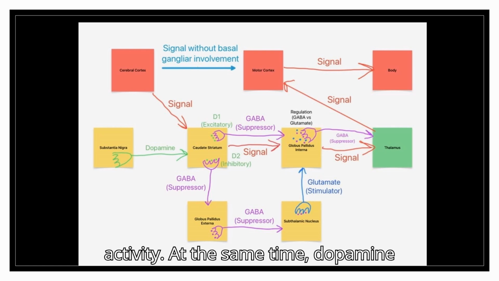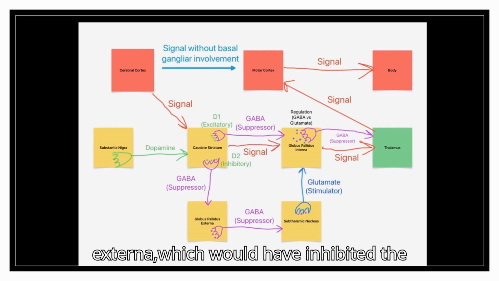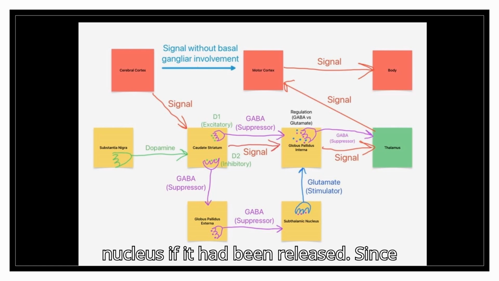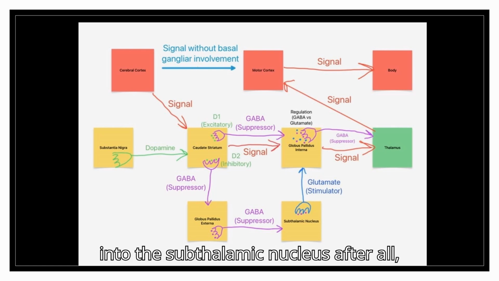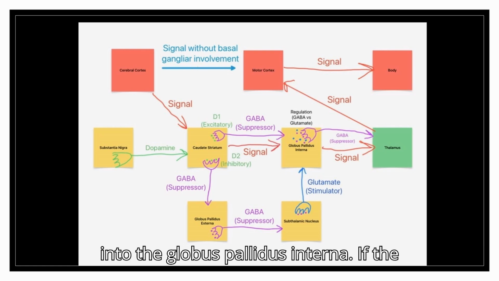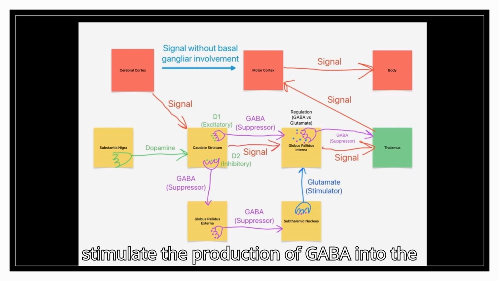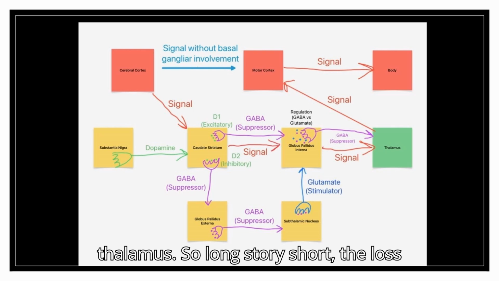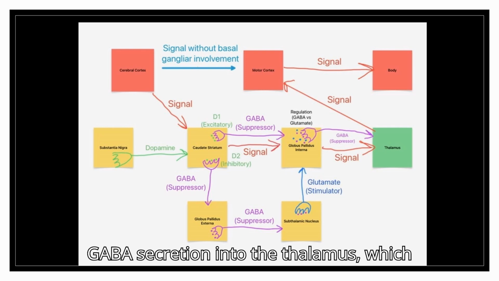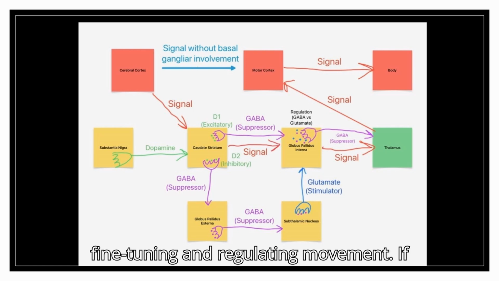At the same time, dopamine binding to D2 receptors inhibits the release of GABA into the globus pallidus externa, which would have inhibited the release of GABA into the subthalamic nucleus if it had been released. Since that doesn't happen, GABA is released into the subthalamic nucleus after all, which then inhibits the release of glutamate from the subthalamic nucleus into the globus pallidus interna. If the glutamate were released, it would stimulate the production of GABA into the thalamus. So long story short, the loss of dopamine supply causes a big uptick in GABA secretion into the thalamus, which then suppresses the thalamic signals that would be sent back to the motor cortex, fine-tuning and regulating movement.